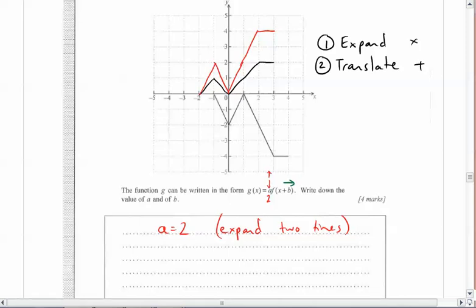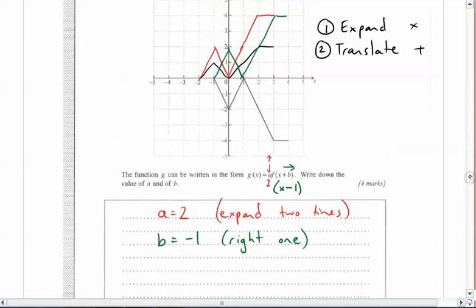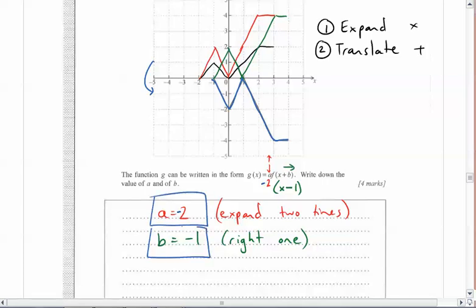My b value is how much it moves left or right. So let's see. It looks like I moved it 1 spot over to the right. Now remember, to get something to move right, I need to have minus. I need to have x minus 1 in order to get it to move 1 unit to the right. So what that means is that my b is going to be negative 1 in order to get it to move right 1. And finally, I flip it upside down over the x-axis. In order to do that, I need my a value to be negative. So a negative a gives it a reflection. So a is negative 2, b is negative 1.